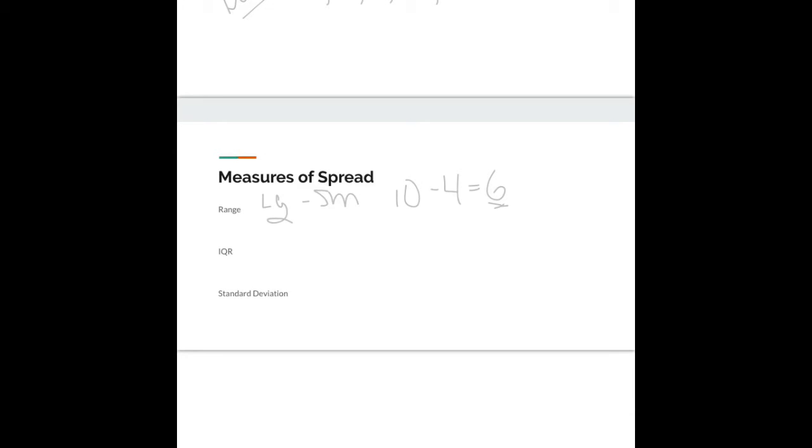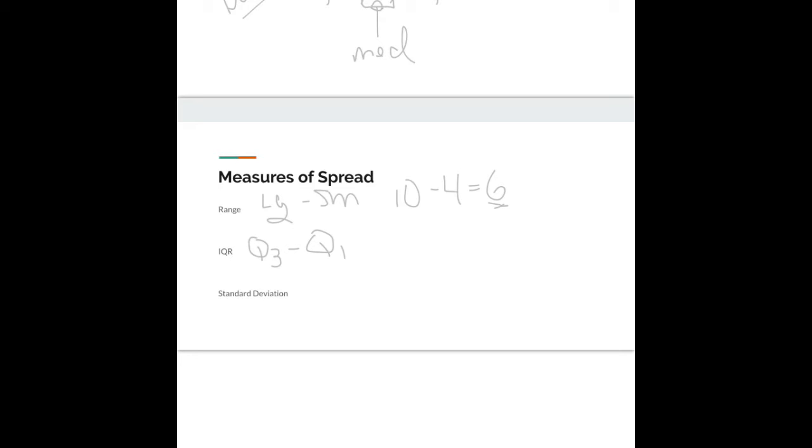The next thing we're going to talk about is IQR, and IQR is Q3 minus Q1. You say, well, what's Q3 and Q1? Q3 is the median of the upper half of my data, and Q1 is the median of the lower half. So if this was my original data set and this was my median, all I do is find the median of the upper half and the median of the lower half, then subtract them. That'll give me my IQR.